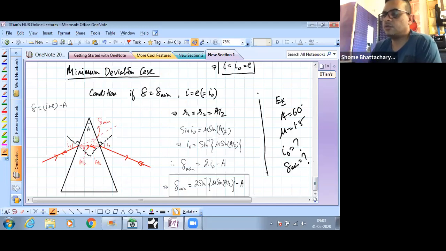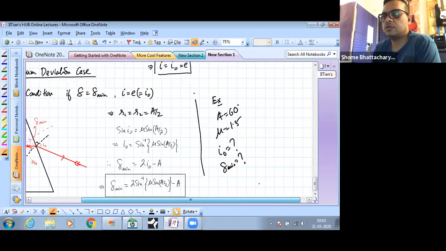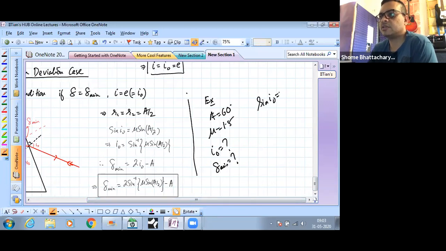Okay, so let's see what this is working out to be. In this particular example, our angle of incidence will work out to be such that sine I naught is equal to mu sine A by 2. So that is 1.5 into sine 30 degrees. So that will become 3 by 2 into half, so 3 by 4. So I naught will become sine inverse 3 by 4.